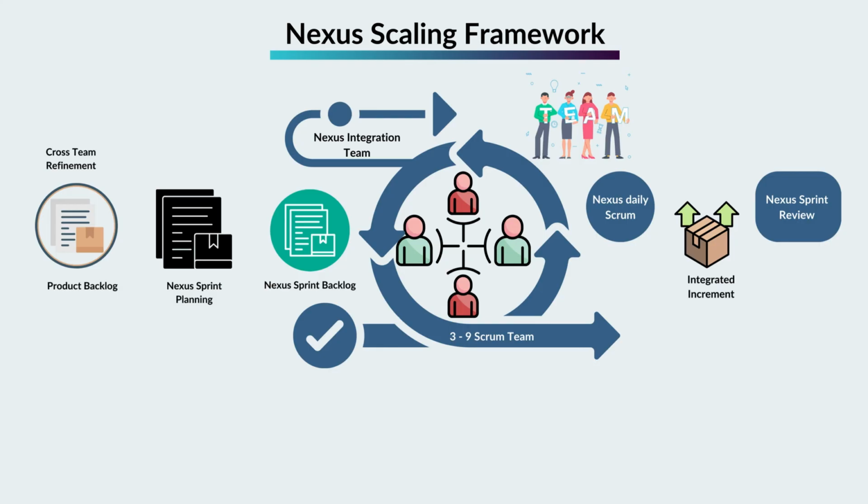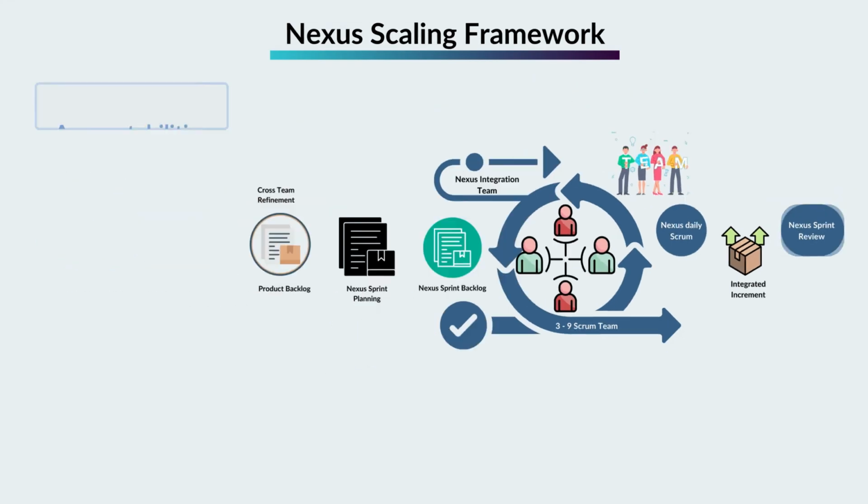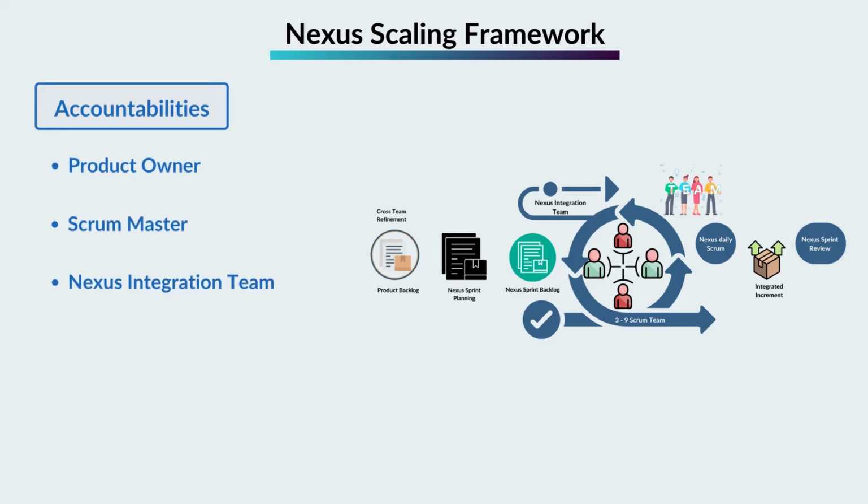Nexus extends the Scrum principles in the following ways. Accountabilities. The Nexus integration team consists of the product owner, Scrum Master, and Nexus integration team. The integration team ensures that the teams deliver a valuable and useful product increment every sprint. The roles of the integration team are as below. Product owner. Nexus has a single product backlog and a single product owner who is responsible for the value of the product, the work of teams, and integration of work done into the product incrementally.